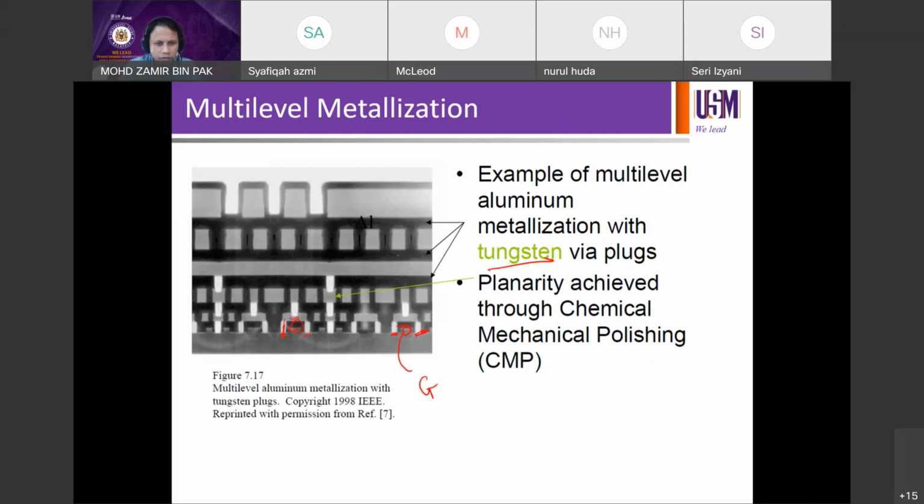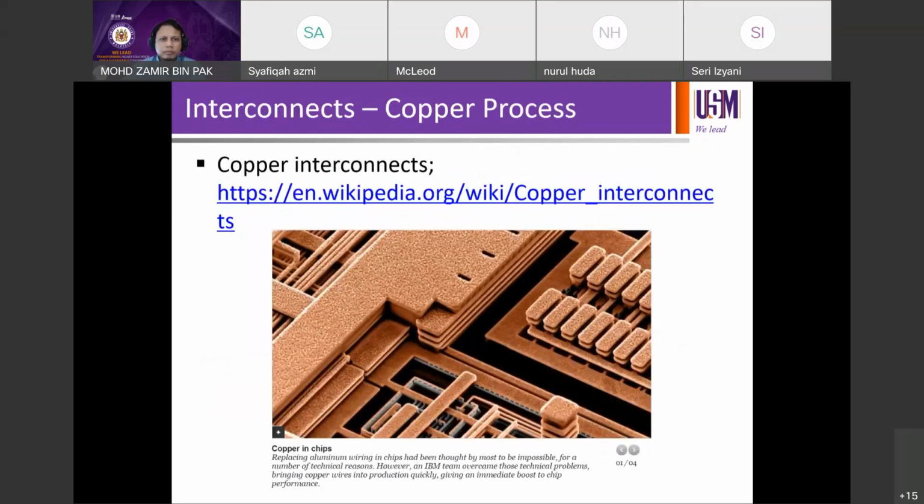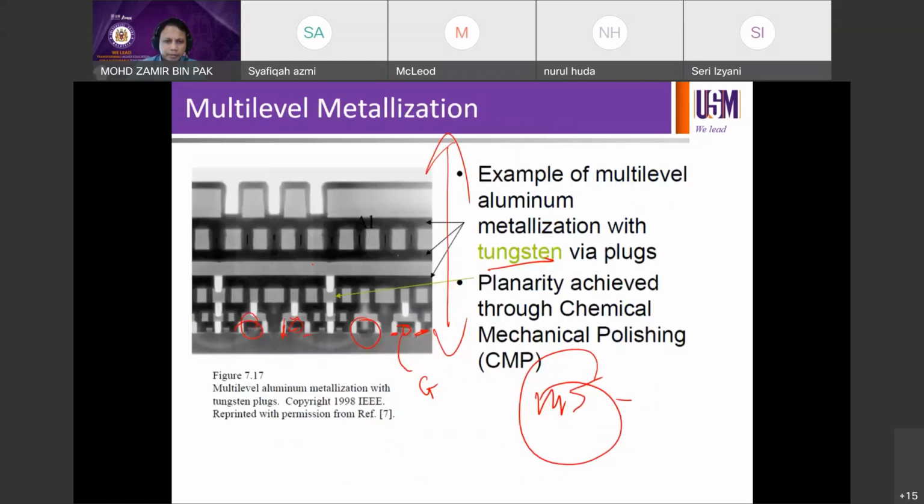Contact to the first metal layer, second, third, fourth, fifth. Okay? Ini 5 metal, M5. 5M, right? For example, so the heart of the device is down there, and the rest are all metallizations. Copper interconnects, you can see how is it different from aluminum interconnects, for example.